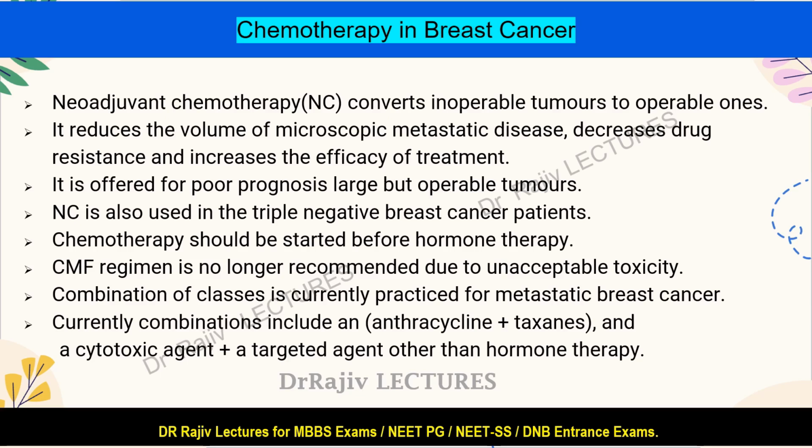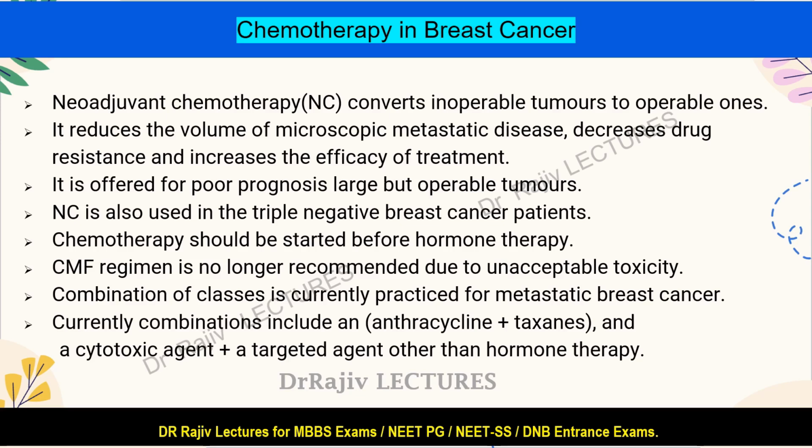Neoadjuvant or preoperative chemotherapy is offered to premenopausal as well as postmenopausal women with a poor prognosis, large but operable tumors that would traditionally require a mastectomy. It may also be considered in poor prognosis, node negative patients if there is a high risk of recurrence. Neoadjuvant therapy is also used in triple negative patients, that is, ER, PR, and HER2 negative patients.